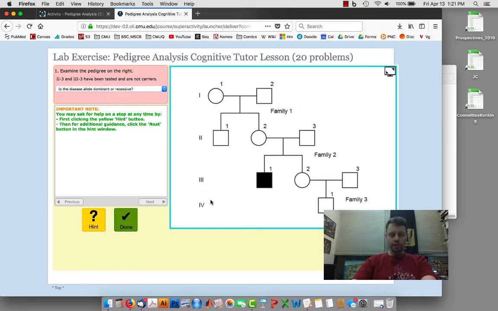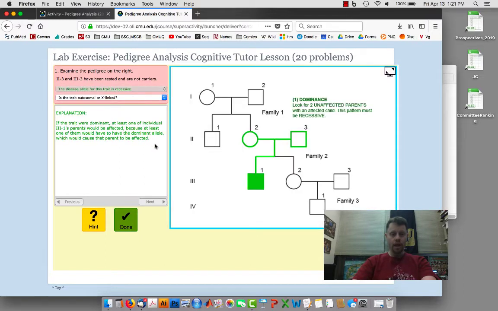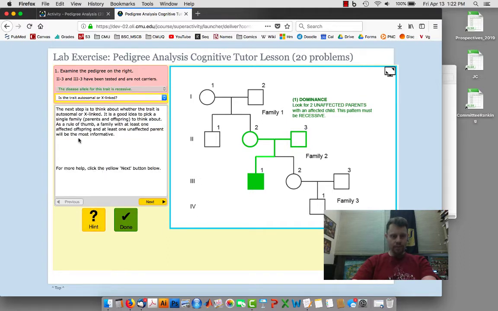So, for example, in this here, it asks the first question. There's a drop-down menu. Is this dominant or recessive? I can tell right away we have an affected individual with two unaffected parents, so it must be recessive. And then in this case, because we have a recessive trait, it asks if it's autosomal or X-linked. I might not know the answer to that right away, so I would click this hint button. And then it will give me some information, highlights what I need to go to next, and then just sort of tells me what to think about.